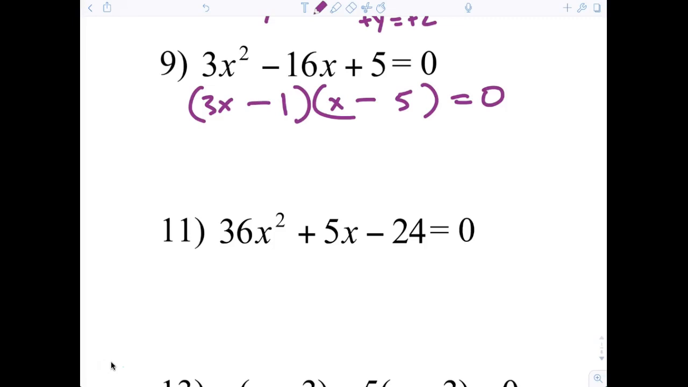Now, set the factors equal to 0. 3x minus 1 equals 0. X minus 5 equals 0. Now, you should be able to tell me by looking at it now that x is equal to 1/3 and x is equal to 5. What? Why wouldn't it be 3x plus 1? You did. And then you divide by 3. I'm sorry. What I got is I got x equals 5, and then I got 3x equals 1. And then divide by 3. Okay. You're almost there. You're solving for 1x, not 3x.